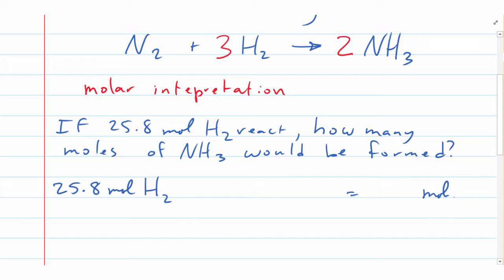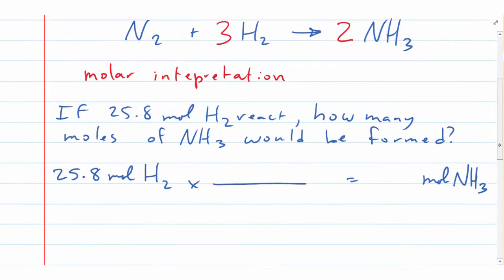Moles of ammonia, moles of NH3. So we put that in. Then, in order to convert from moles of one to moles of another, we need some sort of conversion. And that conversion would look like this.